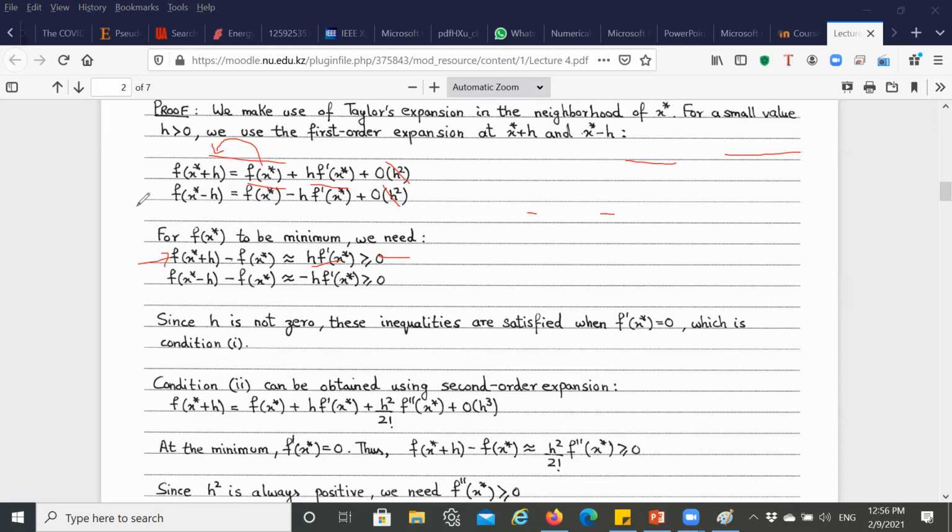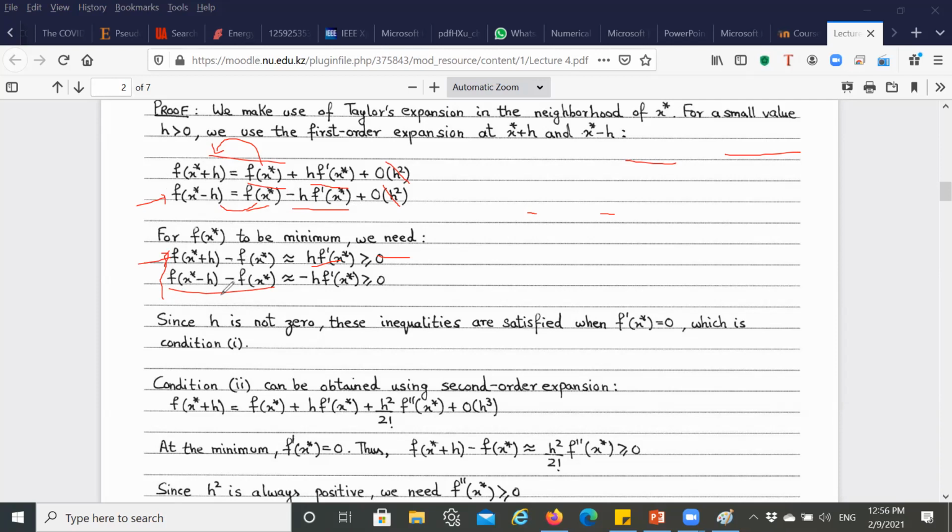We do the same because we are expanding the Taylor series by h on both sides of x star. So x star minus h would again give f of x star minus h. If I take this to the left-hand side, I would get this, keeping this on the right-hand side. Now I have to check these two conditions, and we know that h is not equal to 0, so these two inequalities should be satisfied.